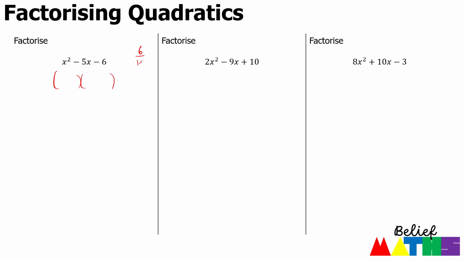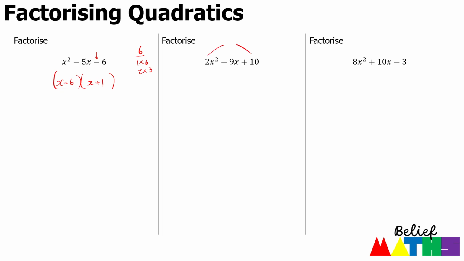So that's 1 times 6 and 2 times 3. And I need them, because of this sign, I need them to subtract to make minus 5. So that's going to be, well, x minus 6 and x plus 1. And that's my answer. Now in the second question, I've got a coefficient of x squared.